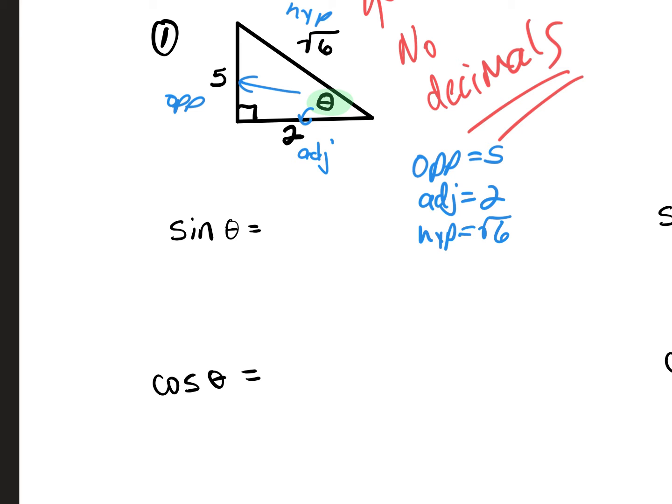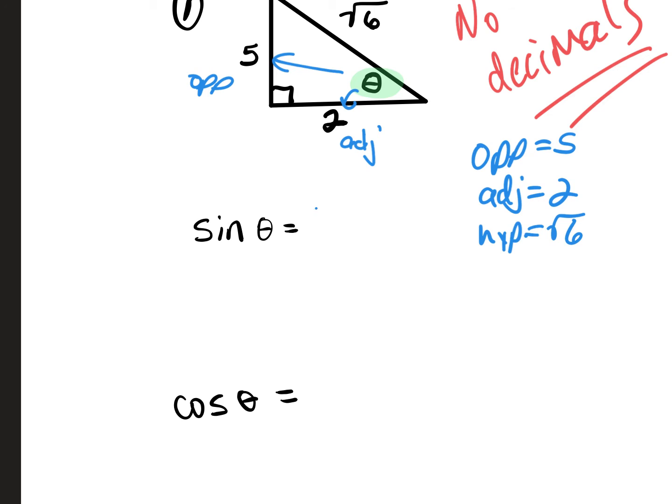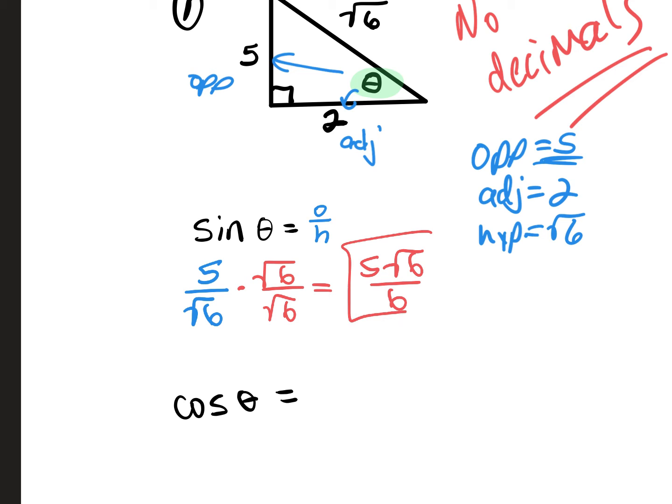So now we're going to go through and find all 6 trig functions. Remind yourself, sine is opposite over hypotenuse. Well, what's my opposite side? My opposite side is 5 over my hypotenuse, which is square root of 6. Can I leave the square root of 6? No. We need to rationalize. So top and bottom by square root of 6. I get 5 root 6 over 6.